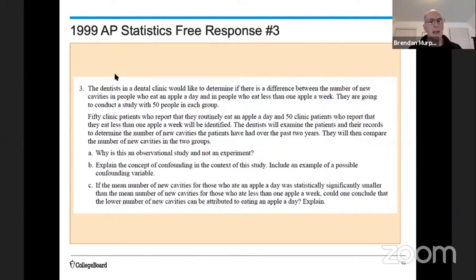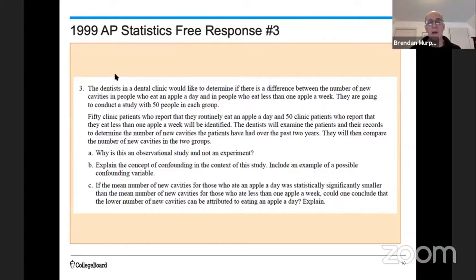They're going to conduct a study with 50 people in each group. Okay, so it feels like 2 groups, 50 people. I have 100 people in total. Again, I would want more than that in a perfect world, but I can live with 100. That feels like my sample size is big enough. 50 clinic patients who report that they routinely eat an apple a day, and 50 clinic patients who report that they eat less than an apple a week will be identified. Okay, so there's my 100 people.